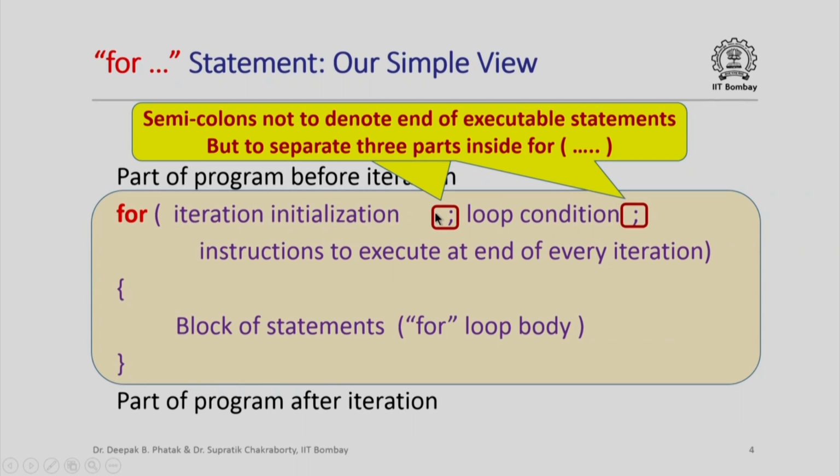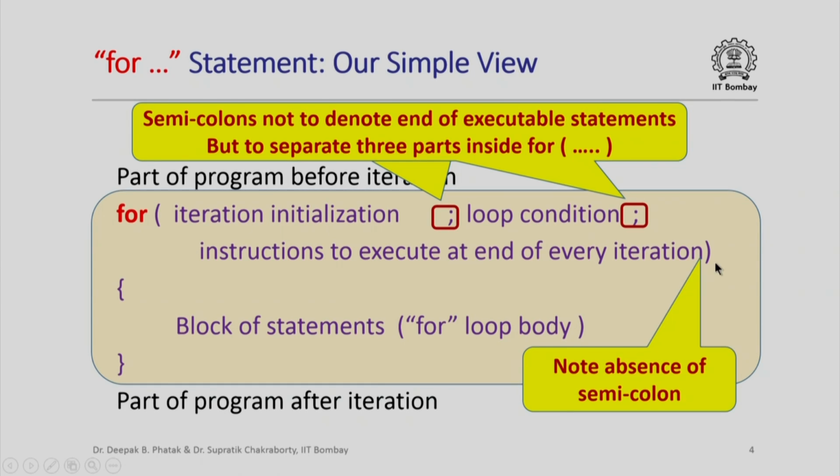These semicolons do not denote the end of executable statements. They are just separating the three parts in this for statement. Since they are just used for separating the three parts, we do not have a semicolon at the end of this last part, which are the instructions that are to be executed at the end of every iteration. And of course, this is the main body of the for loop where we can have a block of statements.